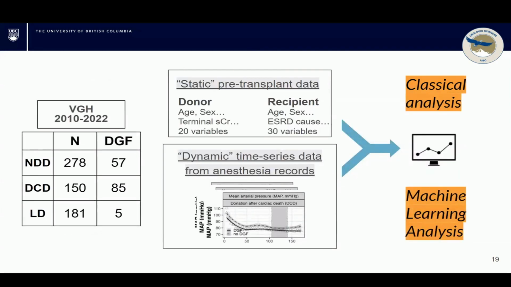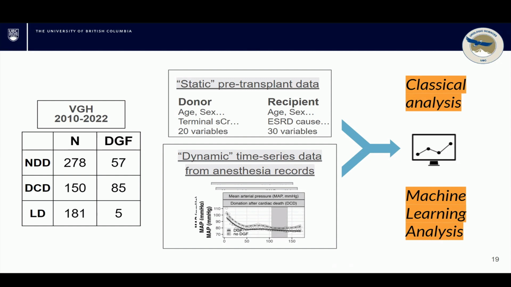Between 2010 and 2022, we were able to collect this data on 609 eligible records with both, quote, static data and dynamic data. So static data, as we define it, is all of our typical pre-transplant data from the donor, the recipient, and the outcomes of the patient in the short and long term. And dynamic data is what we've been putting in the work to collect. It's the time series dynamic data from our anesthesia records.